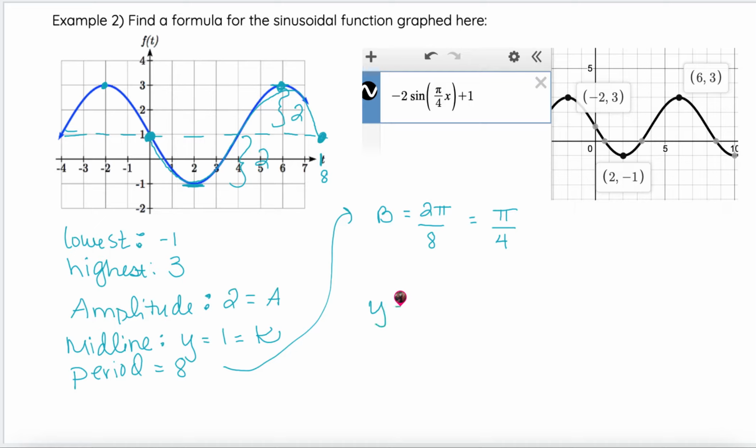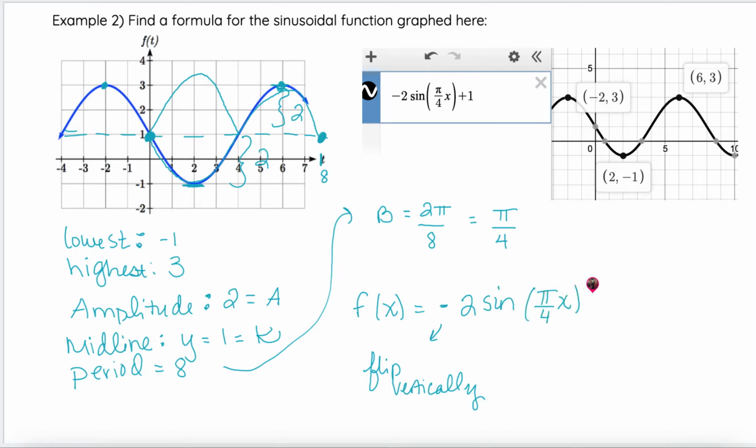So our function, we'll use function notation. F of x is equal to negative sine, our amplitude. This helps us flip vertically so that we're going down first instead of up first. So typically with sine, we would go this direction and come back down. So all it is, is vertically flipped across the midline. Sine of pi over 4x plus 1.